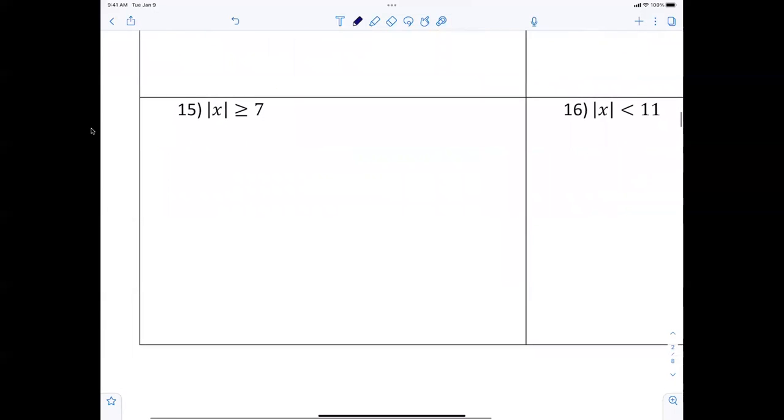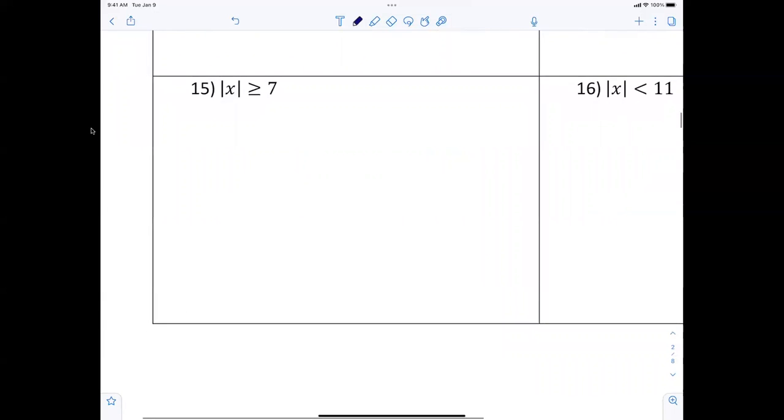All right, here we go. So for number 15, x greater than or equal to 7, or x less than or equal to -7. At this stage, I'd want you to look at that and understand the direction of the arrows. So I'm going from -infinity to -7, union 7 to infinity.